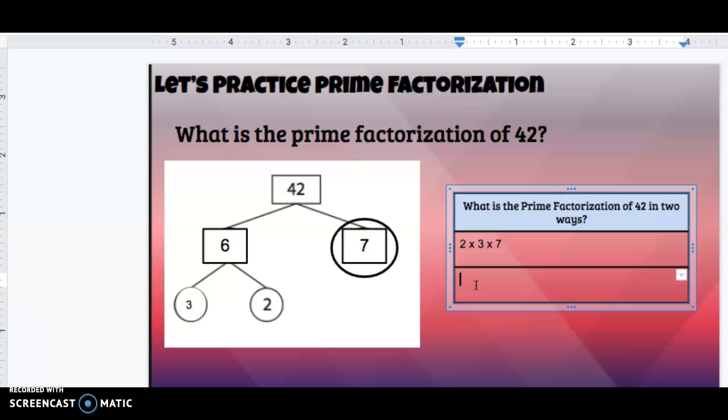We can't put 2 to the 3rd power times 7. That's going to give us something different. We can't put 3 to the 7th power times 2. That'll give us a different answer. So you have to make sure that you put 2 times 3 times 7, and that's the only way you can do it. Okay, so there's 2 ways that we prime factorize.